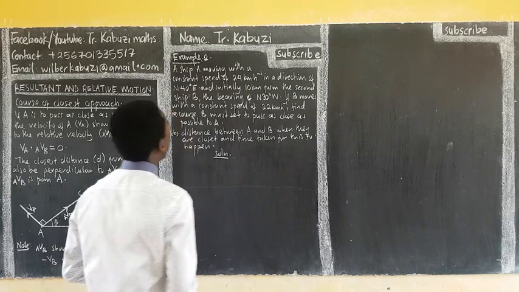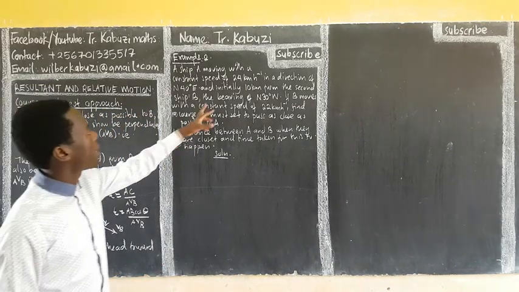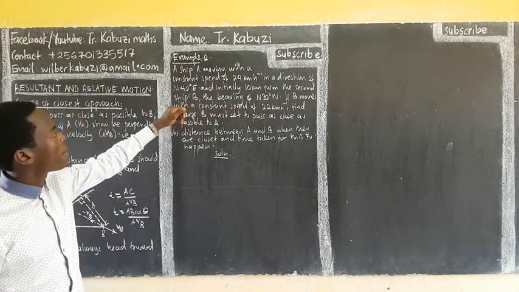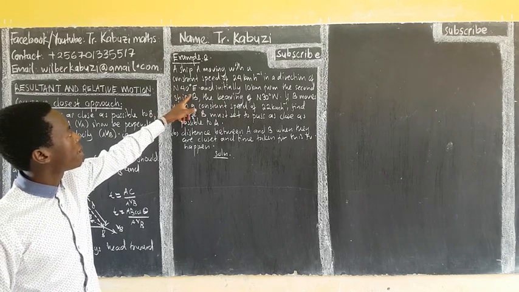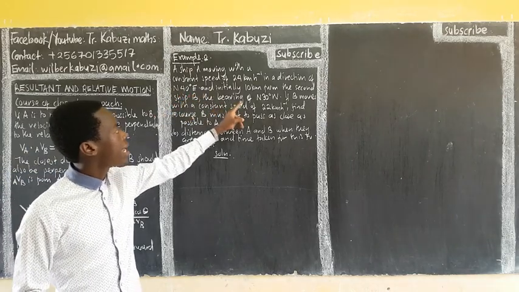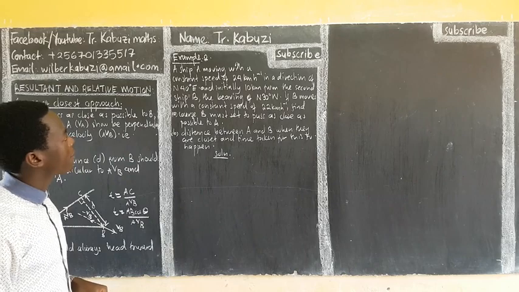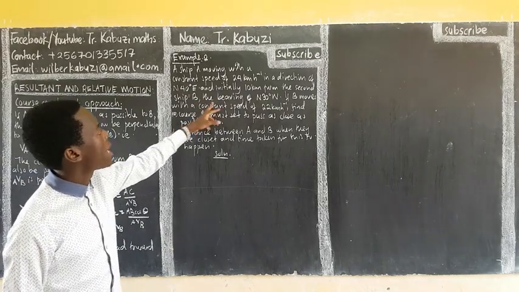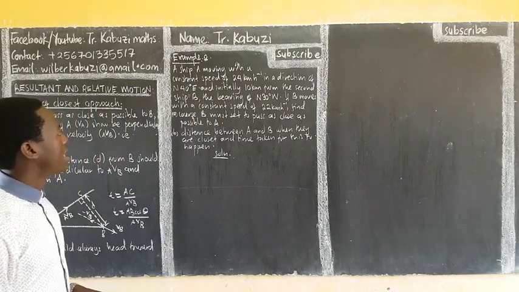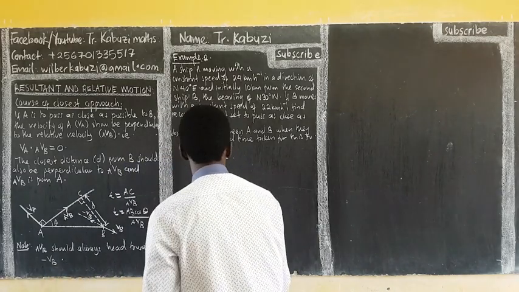Okay, a ship moving with a constant speed of 24 kilometers per hour in the direction of north 40 degrees towards the east, and initially 10 kilometers from the second ship, the bearing of that. So we first approach that.